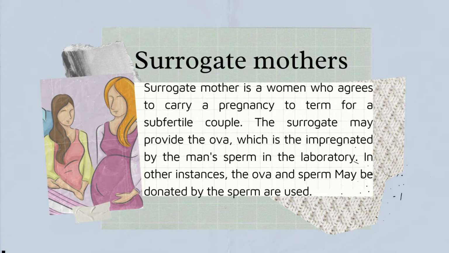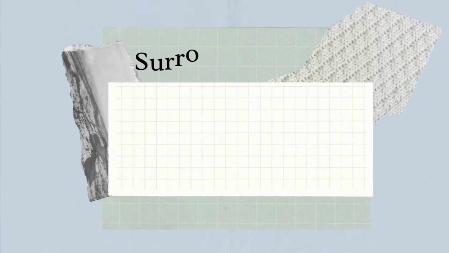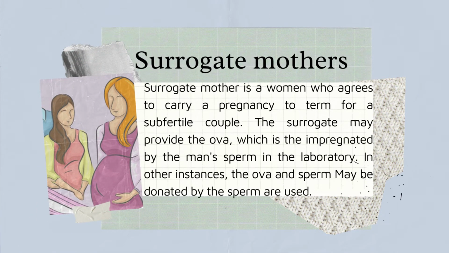Surrogate mother is a woman who agrees to carry a pregnancy to term for a subfertile couple. The surrogate may provide the ova, which is then impregnated by the man's sperm in the laboratory. In other instances, the ova and sperm may both be donated. Kumukuha ang couple ng pwede magdala sa magiging anak nila dahil hindi na nila kaya magkaanak. Siguro dahil may sakit ang isa sa kanila, o masyado na silang matanda para magkaroon ng anak.